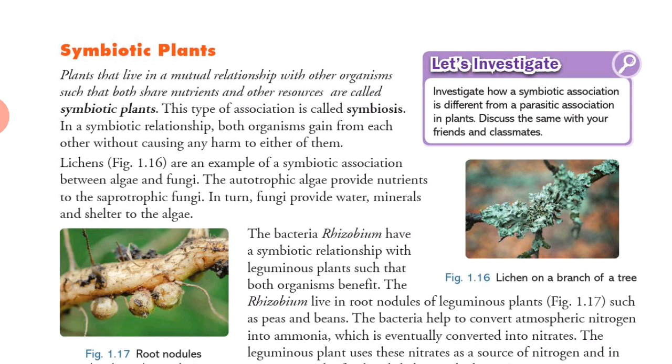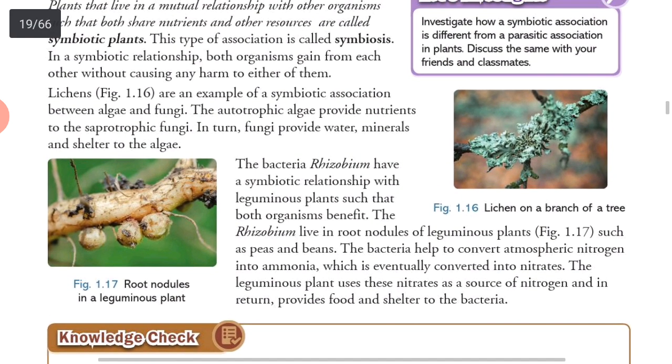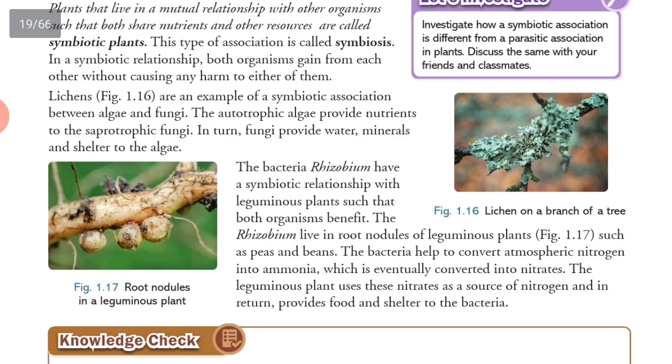Now the bacteria rhizobium have a symbiotic relationship with the leguminous plant, such that both organisms benefit. The rhizobium live in the root nodules of leguminous plants such as peas and beans. The bacteria help to convert atmospheric nitrogen into ammonia, which is eventually converted into nitrates, and the leguminous plants use these nitrates as a source of nitrogen and provide food and shelter to the bacteria.